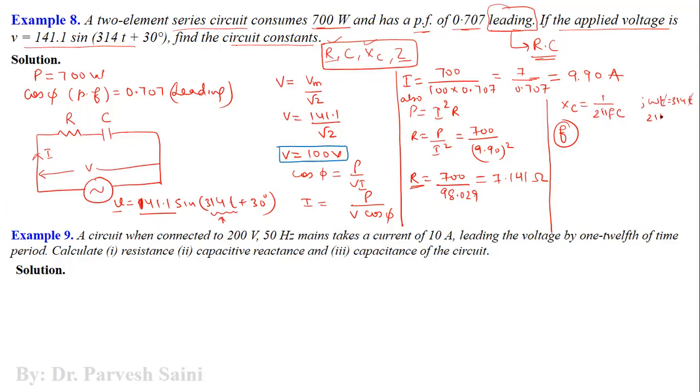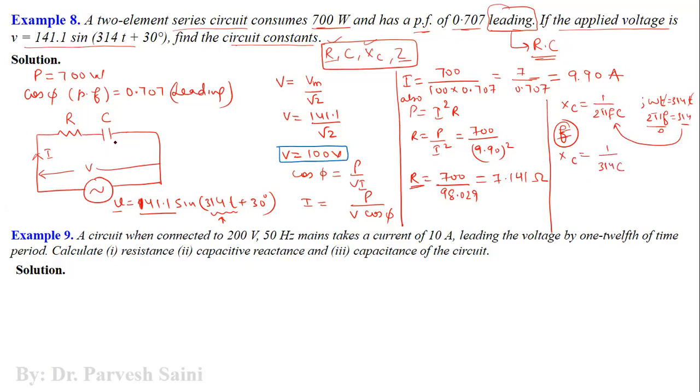So t to t is cancelled. So 2 pi f is equal to 314. So now 2 pi f is equal to 314 here, right? So we can simply substitute this value here in this equation. So xc is equal to 1 upon 314c.